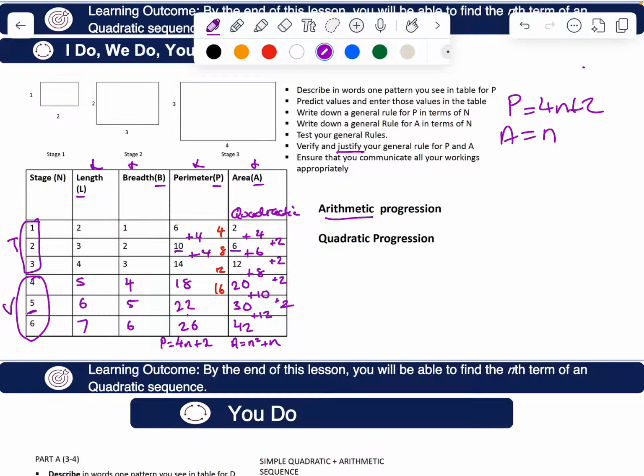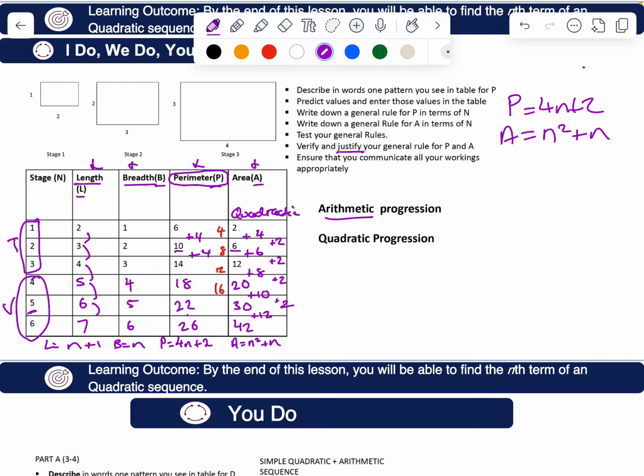So P is talking about the perimeter of the shape, so adding all the sides together, okay? Because we've got to do it algebraically, we need to write the length and the breadth as a rule in itself, okay? So we start with the length. You can see that it's increasing by 1 each time, so it's just n. But because it starts from 2 and not 1, we need to add 1. So that is the general rule for L. And then the general rule for B is just n, because it's just going up in ones and it starts from 1.